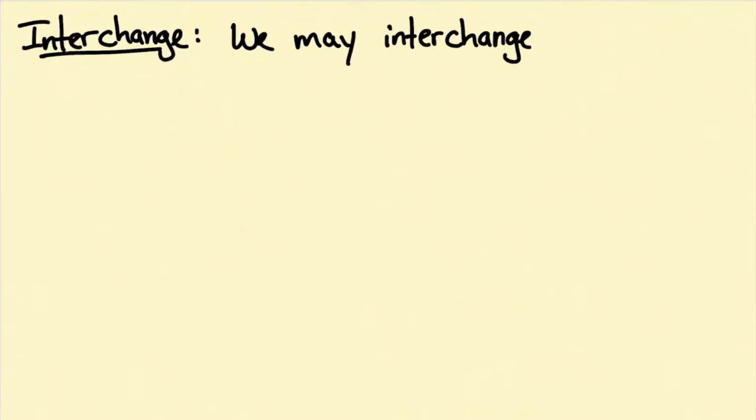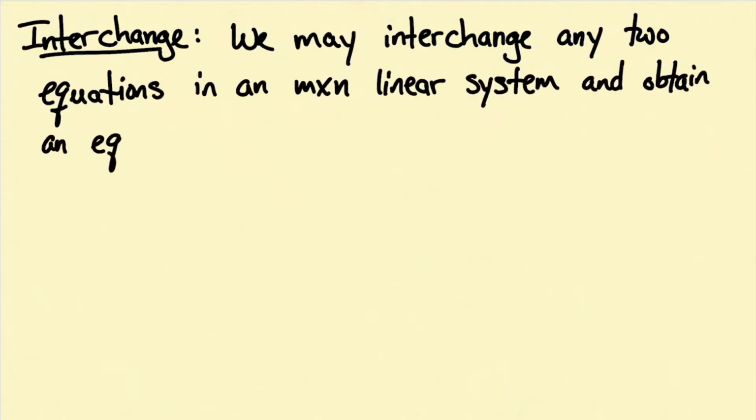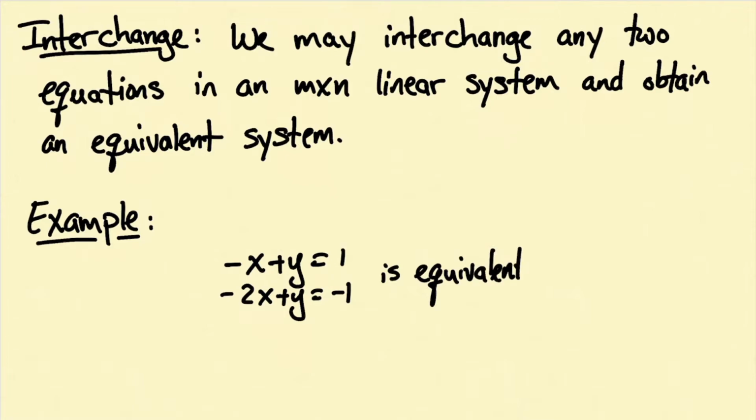The next operation that we can perform on a system is called interchange. It's called interchange because we may interchange any two equations in the system, which just means reversing the order in which they appear. As an example, I started with the system negative x plus y equals 1 and negative 2x plus y equals minus 1. Then I flip the order in which these two equations appear to get the system negative 2x plus y equals negative 1 and negative x plus y equals 1. These two systems have the same solutions, so they're equivalent.